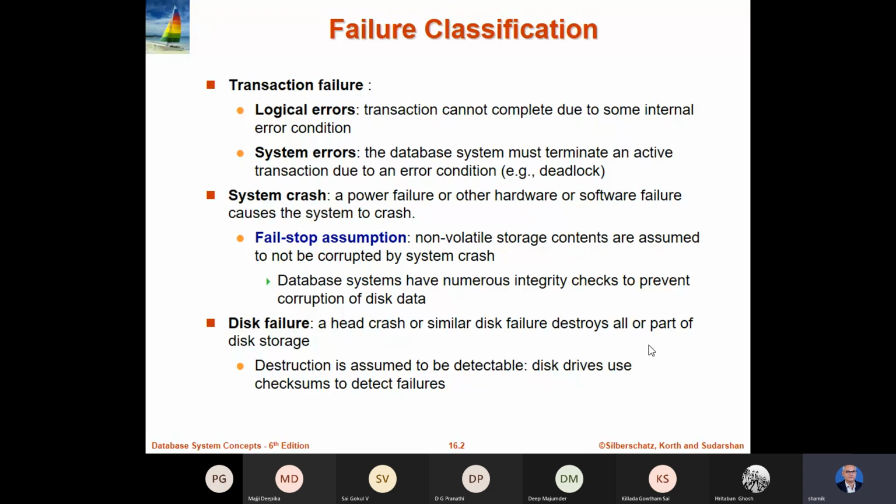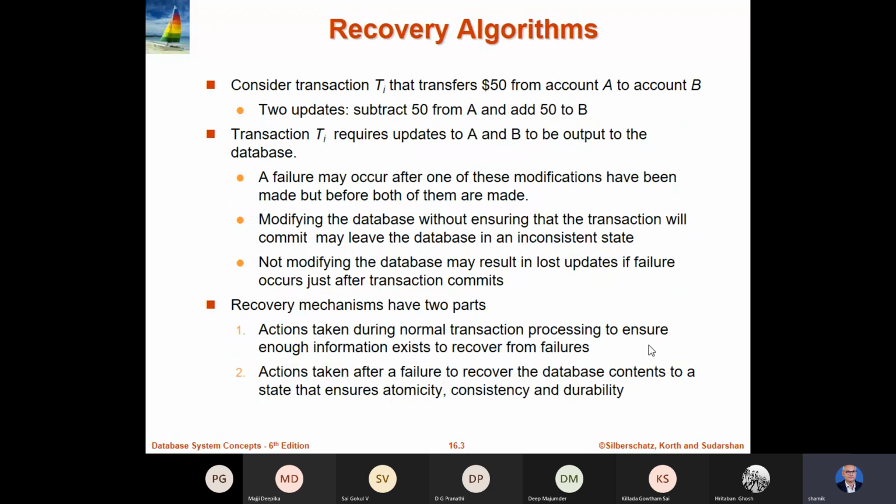that can destroy all or part of our disk storage. So it is assumed to be detectable. Disk drives use checksums to detect failure. So it can be detected. So we'll consider different types of situations.